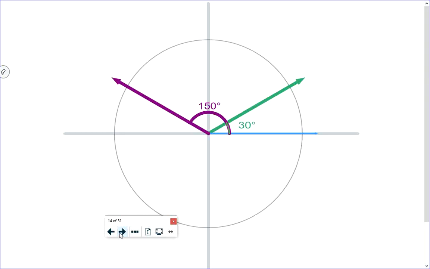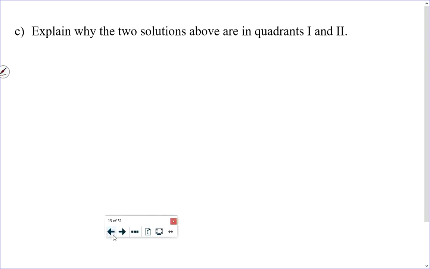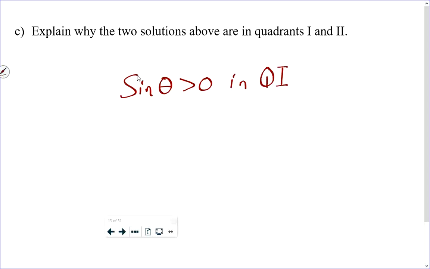Right, because sine is y over r, and in the question it said sine of theta is 1/2. This is y over r, or if you like on the unit circle, it's just y. But the bottom line is sine is positive, so it's in quadrants 1 and 2 because those are the quadrants where sine of theta is positive. It's because sine of theta is greater than 0 in quadrant 1 and quadrant 2.